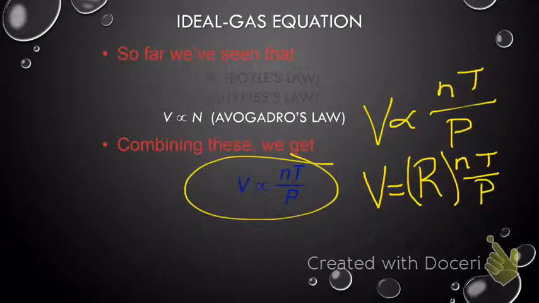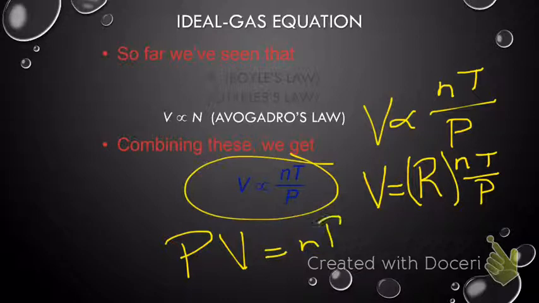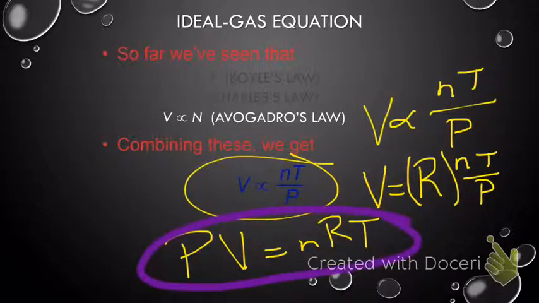We can cross-multiply, and when we do that, we get this idea that PV is equal to n times R times T. PV equals nRT. This is the ideal gas law. PV equals nRT. Just keep repeating it. It sticks in your mind, believe me.